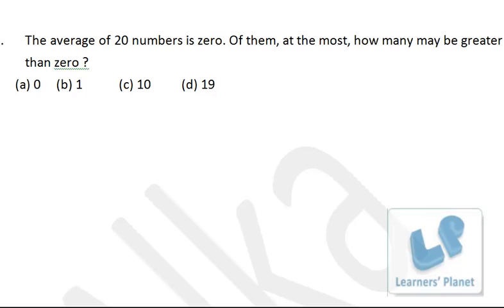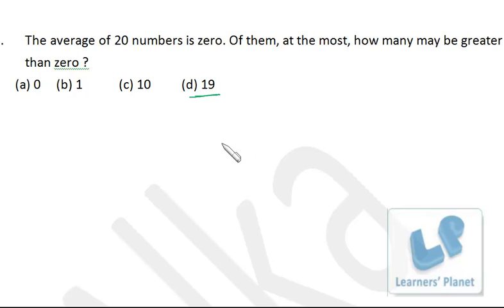The average of 20 numbers is 0. Of them, at the most, how many may be greater than 0? So it's a simple question. Average is 0, right? Now we have to find out at the most how many may be greater than 0. See, at most maximum numbers are 19 over here, right? And 19 values at most can be greater than 0.